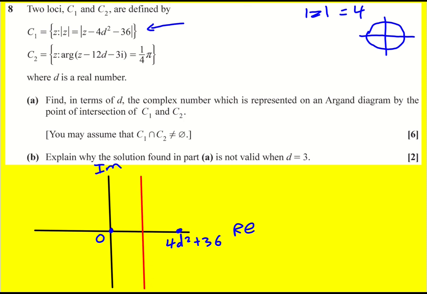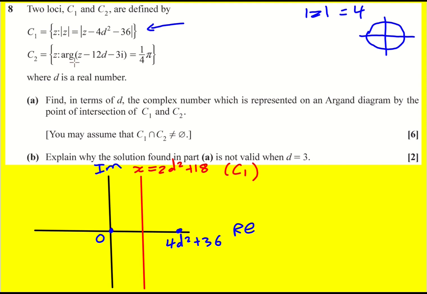And although there's a d involved, it's fairly nice because they're both along the real axis. I'm going to get for C1 that x is equal to 2d squared plus 18 because I've taken the midpoint. I've just taken the halfway from 0 to 4d squared plus 36. Great, so that is C1.